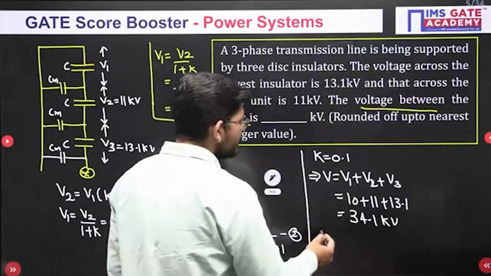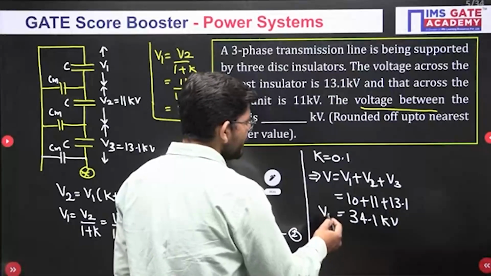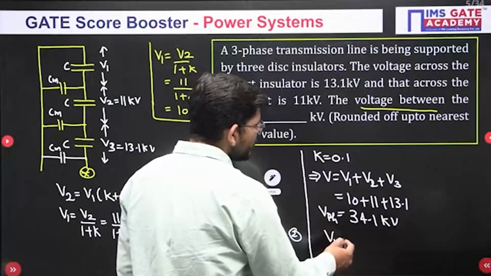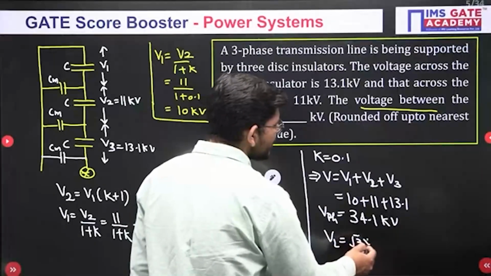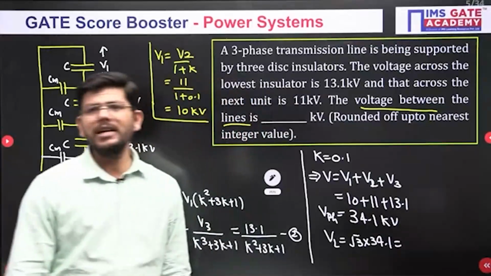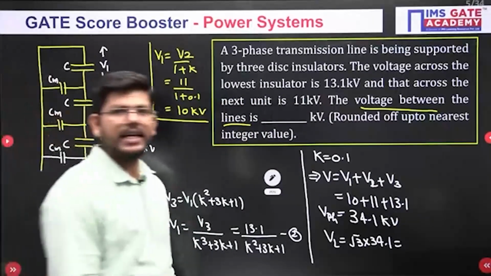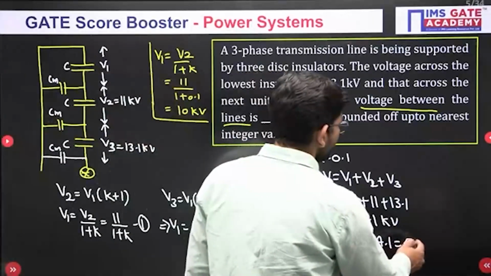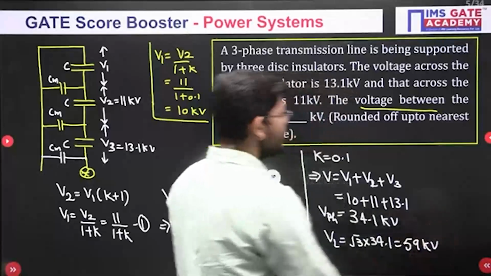So this voltage will be the phase voltage. Now what will be the line voltage? So you have to multiply this with √3. Now when you multiply, what will you be getting? 59 kV is the answer. Okay, 59 kV will be the answer.